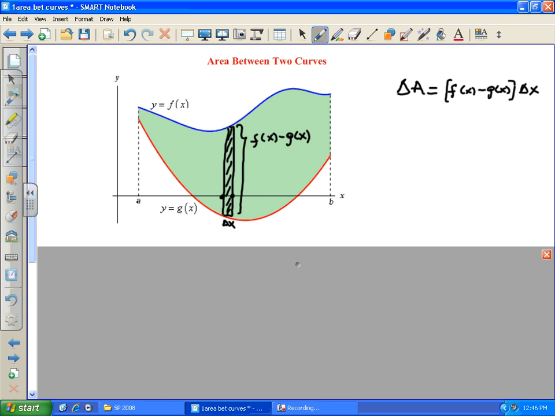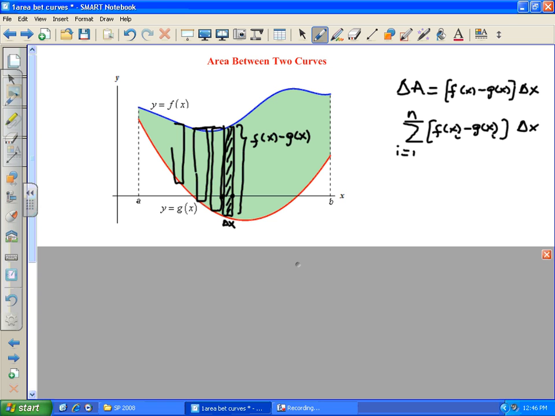Now, what if you had n of those rectangles? In that case, you would sum them up, right? You would say summation of f of x minus g of x times delta x, and let's say as i goes from 1 to n, so I'm going to give subscripts to this, x sub i, and delta x sub i. But if we assume all the delta x's are the same thickness, so basically what I have right now is n rectangles next to each other covering this area. And again, you can use the right endpoint, the left endpoint, etc.